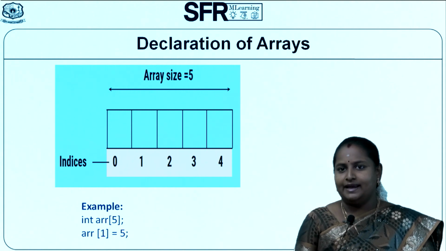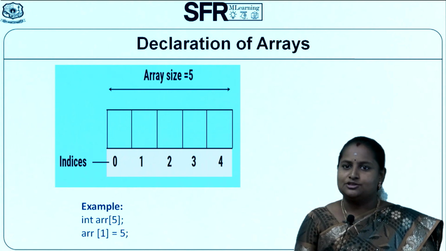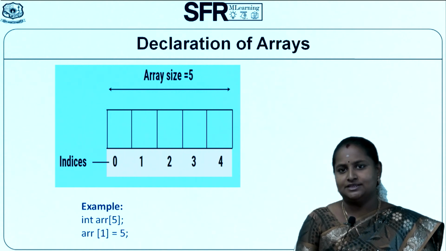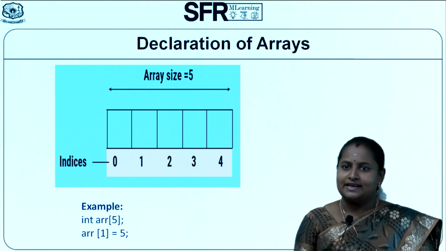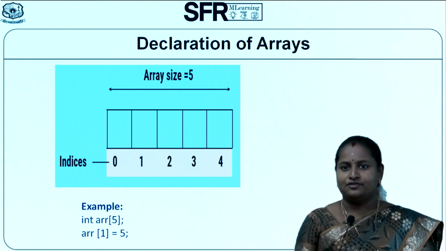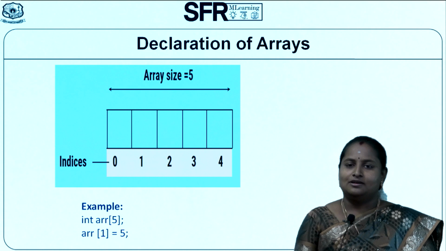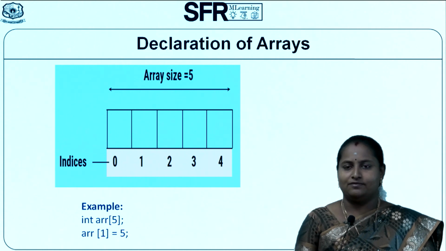Each array element can be accessed by using its index. An array index usually starts with 0. So, the first array element is stored at index 0, the second element at 1, the third element at 2, like that. For accessing an individual element, I have to specify the index within the square bracket. For example, to access the second element, I have to specify ARR[1]. Here, 1 means the second element, and I am setting the second element value as 5.